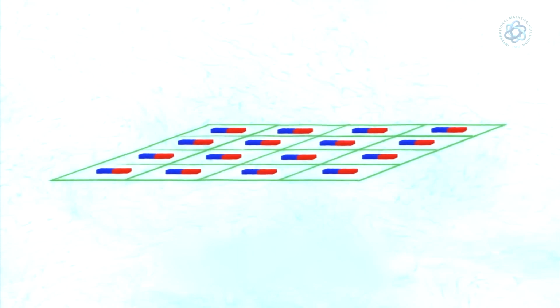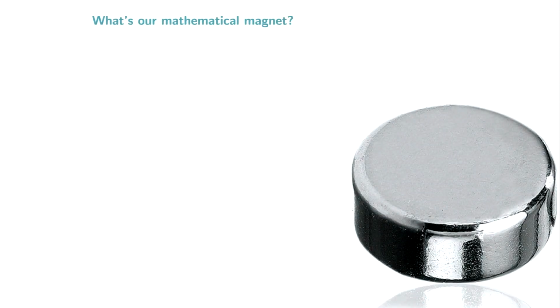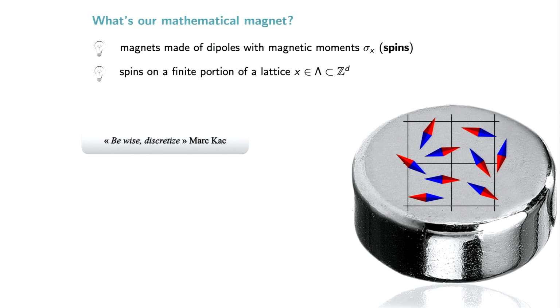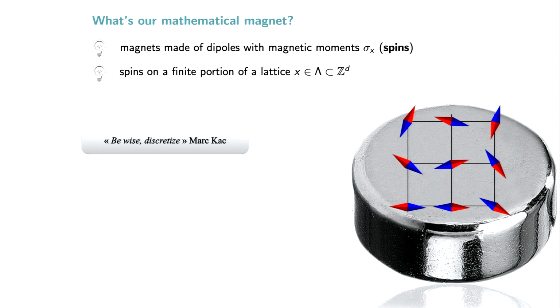Okay? So the first step in our cooking up is to define the object we will work with: what is a magnet mathematically? We are going to say it's a collection of small magnets. We will call them spins, sigma x. And we are going to make a few assumptions. That's typical when you try to create a mathematical caricature of real life.